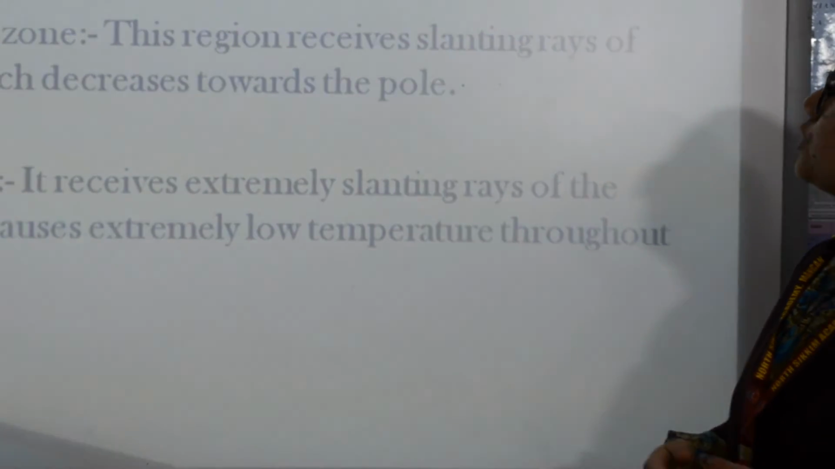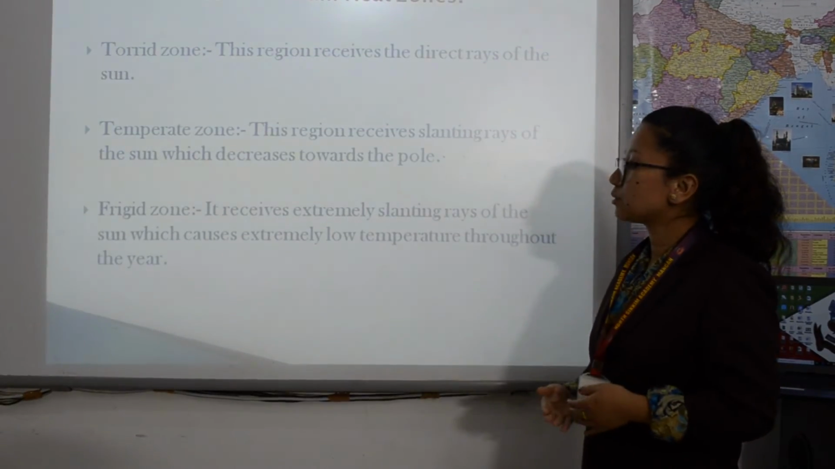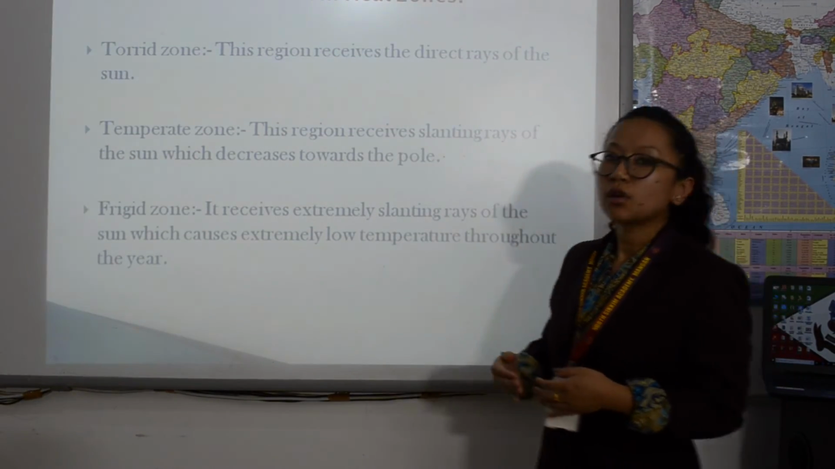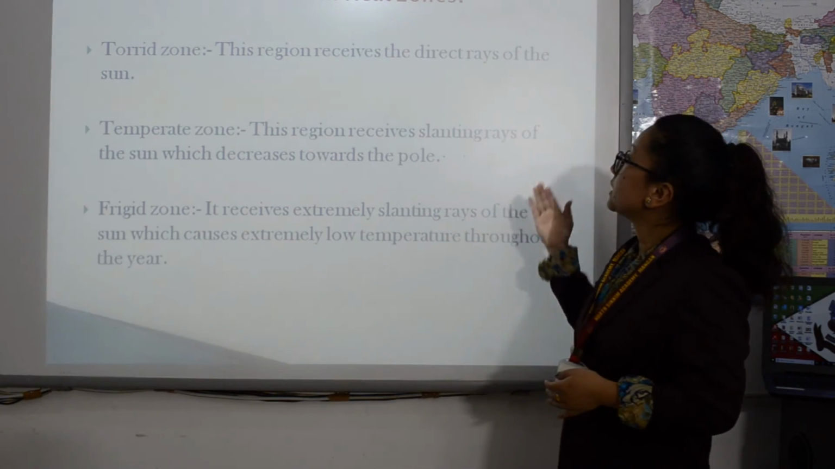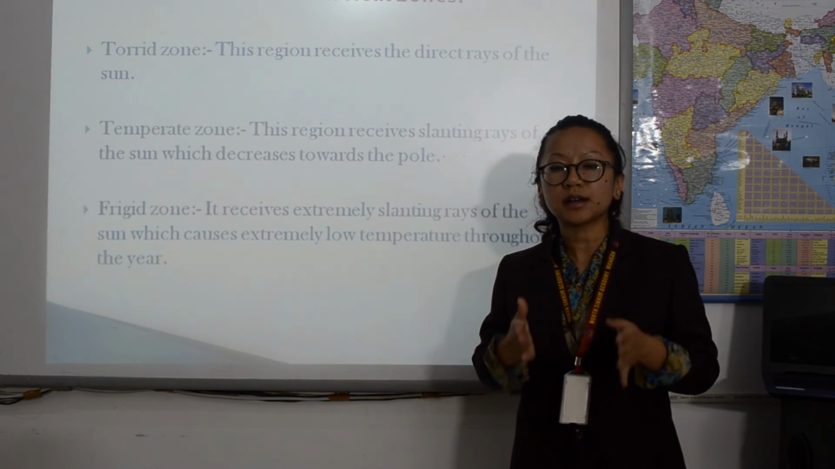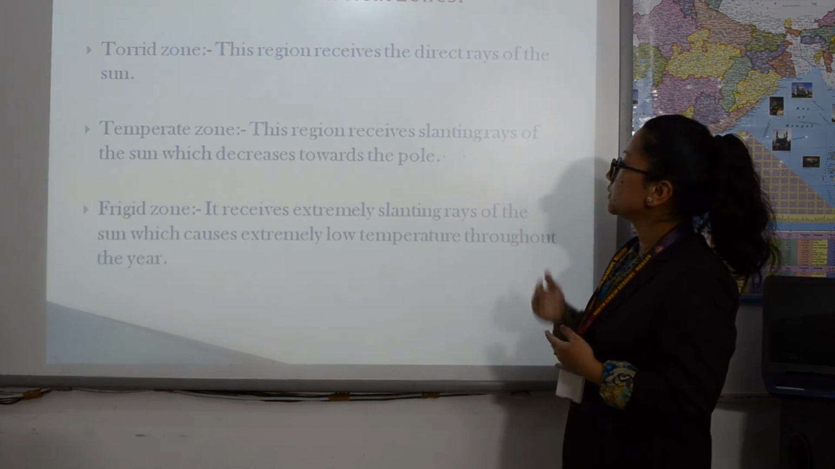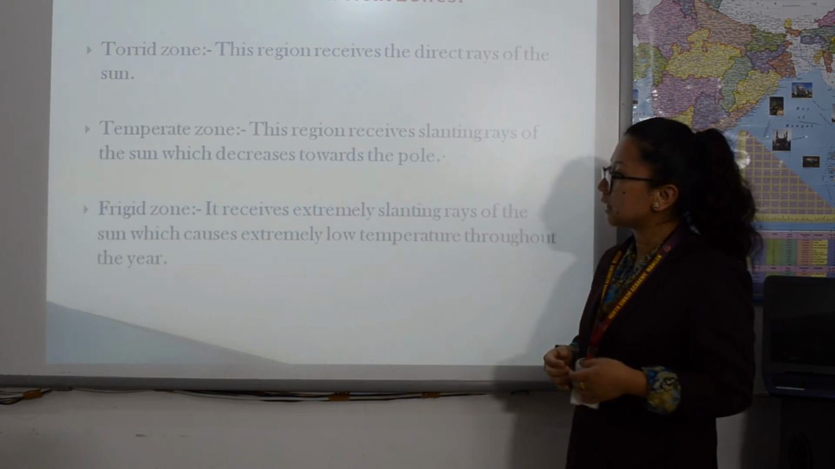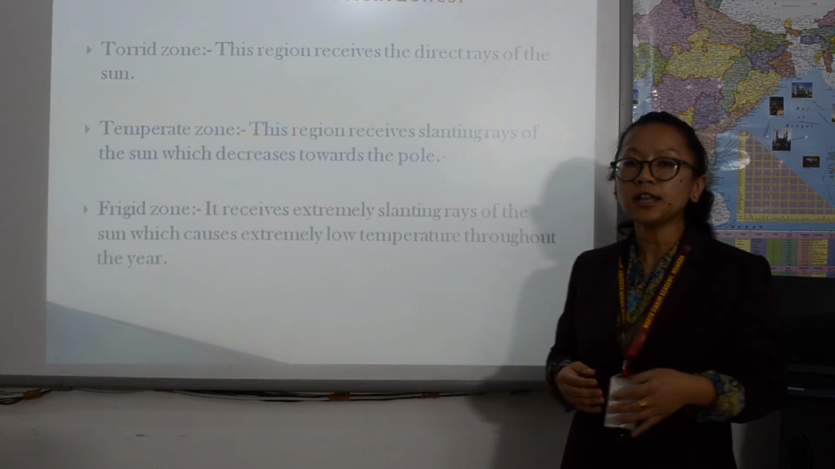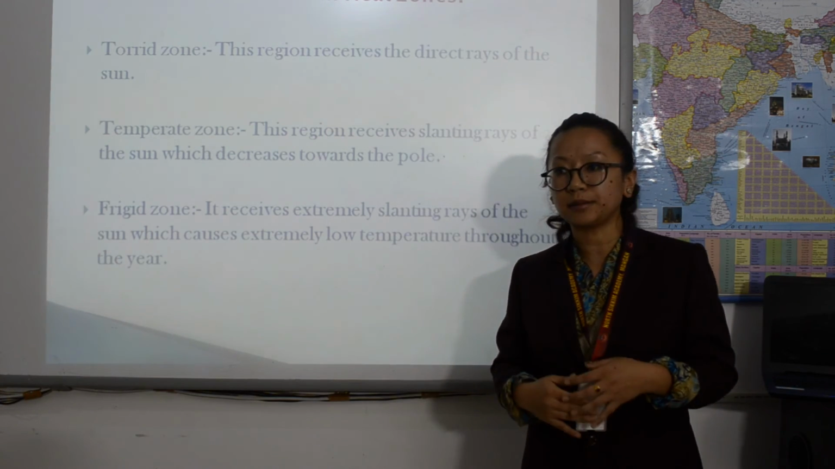So the Earth has three main heat zones, that are torrid zone, temperate zone and frigid zone. Torrid zone: this region receives the direct rays of the sun, that is why these regions are extremely hot. And temperate zone: this region receives slanting rays of the sun which decrease towards the pole, that is why we get a moderate type of climate.